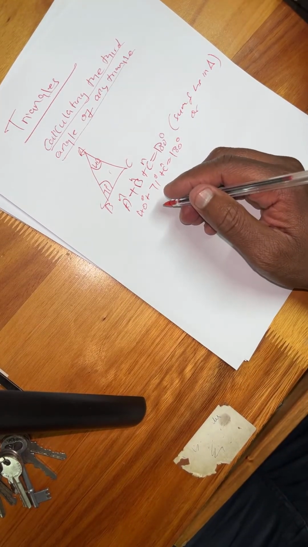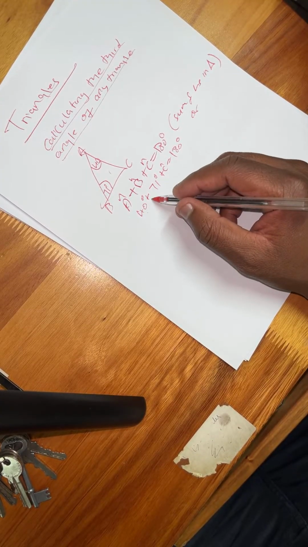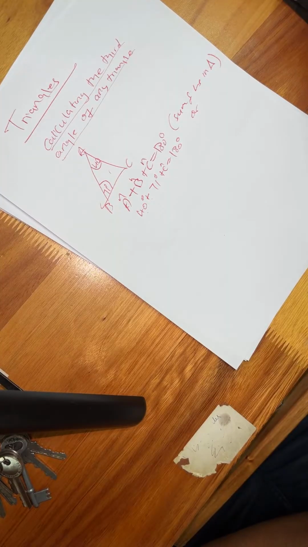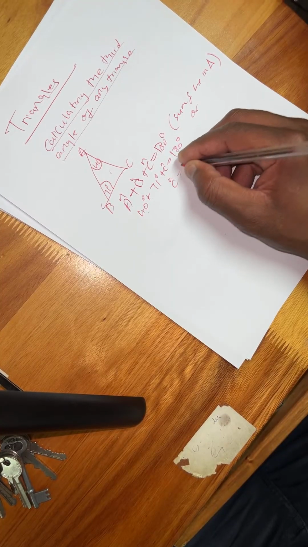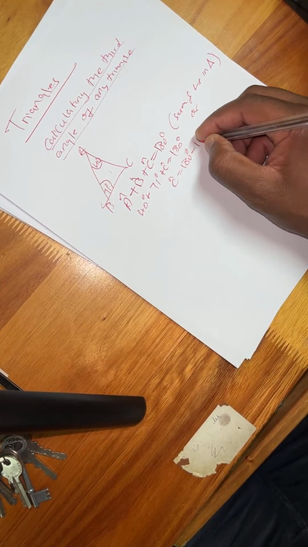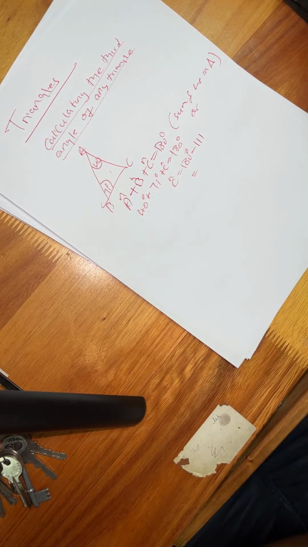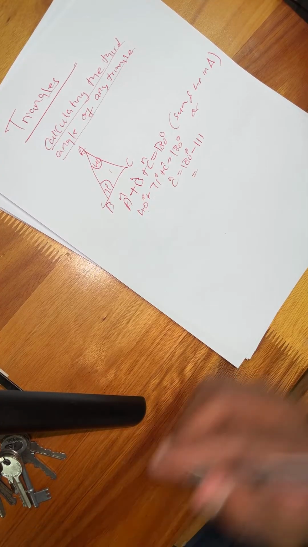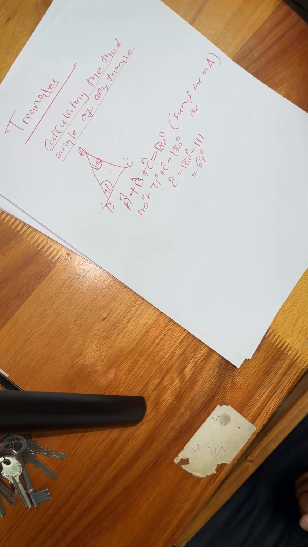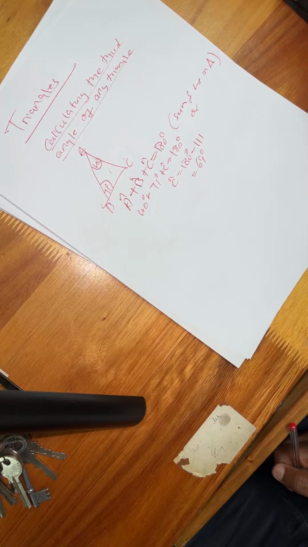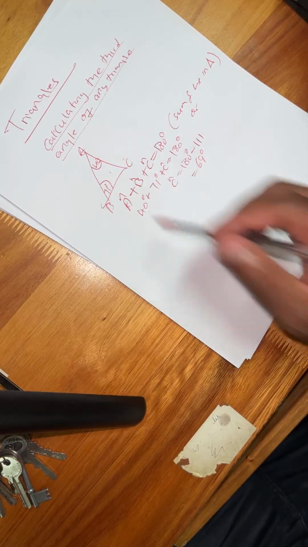40 plus 71 is 111. So angle C is equal to 180 degrees minus 111. So angle C will be equal to 69. So this is how you can determine the third angle of a triangle.